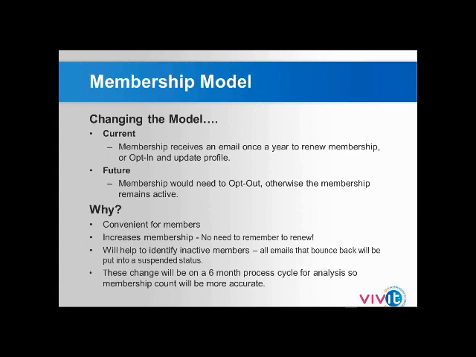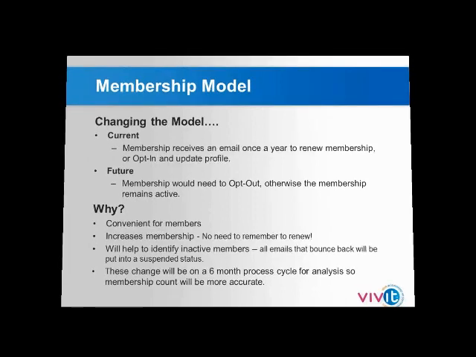It will help identify inactive members because when we send those member profile updates, any of those emails that bounce back would be suspended or put into a suspended status. So that will help us keep our numbers current. We're going to be on a 6-month process cycle for analysis, and membership count, as I said, would be more accurate.